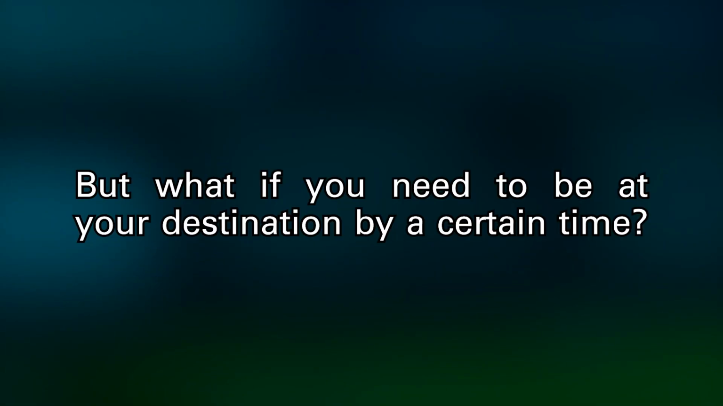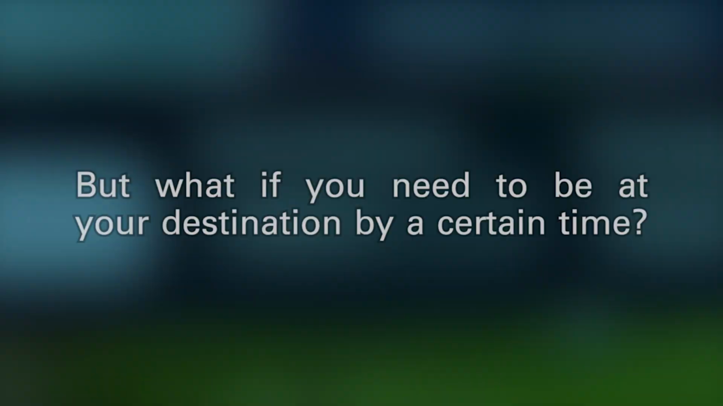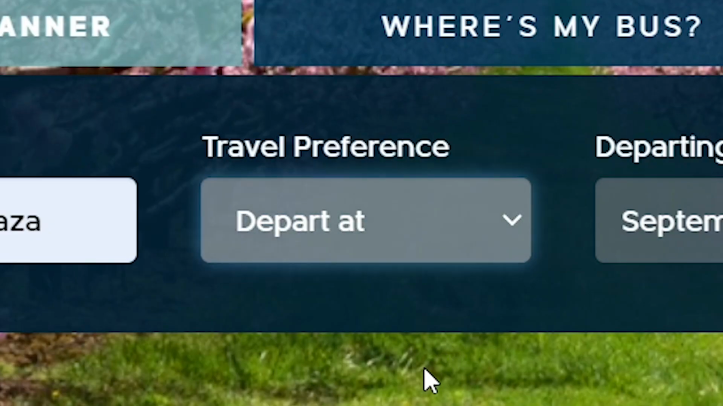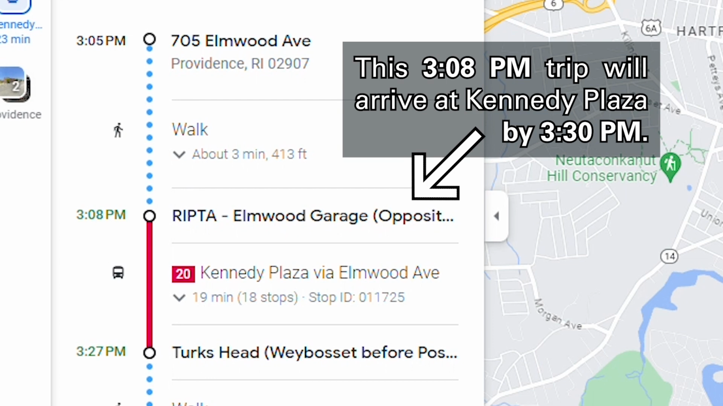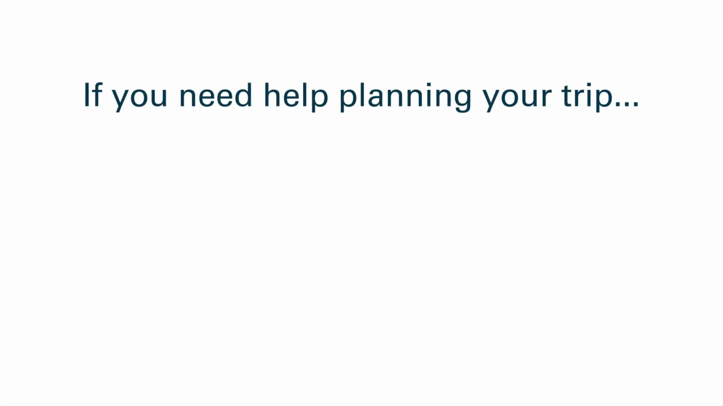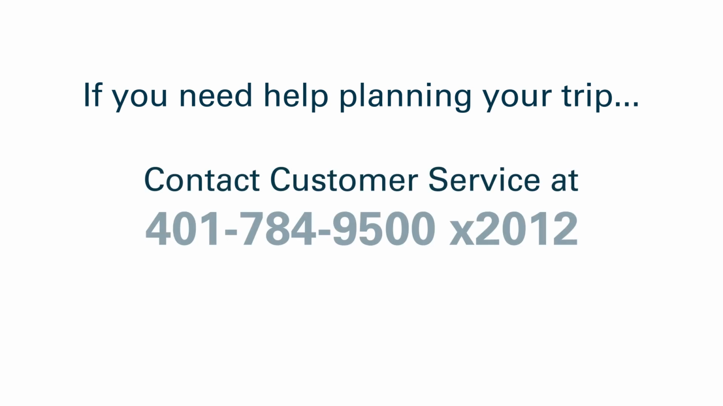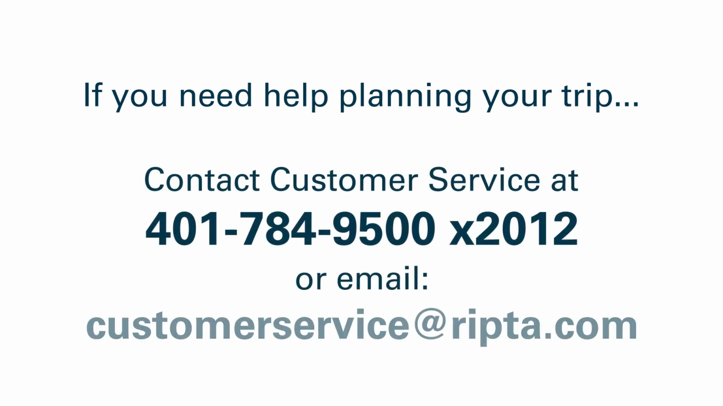But what if you need to be at your destination by a certain time? In this case, select Arrive By and put in the date and time you want to arrive by. Click Get Directions and it'll show you what time you need to board the bus to get to your destination on time.